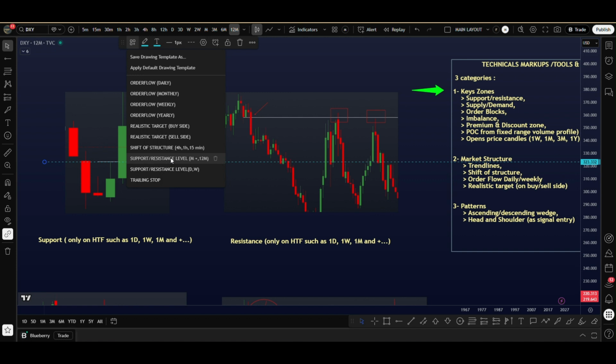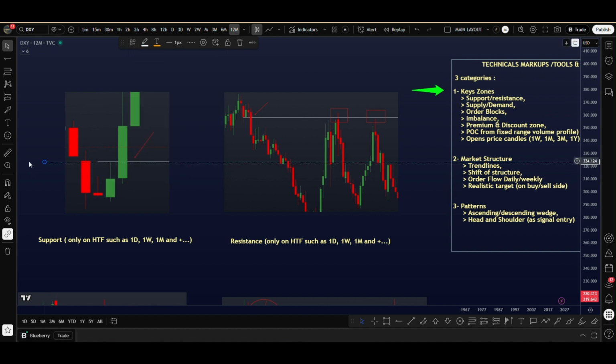For me, the way I draw my support and resistance, I like to draw it only on higher time frames, such as the daily, the weekly, the monthly, and the time frames above. Same thing for resistance. For example, you can see in my predefined tools, because I already predefined my tools, I have a support resistance level for the daily and the weekly, which is a thin line. I can use it for the daily and the weekly time frame.